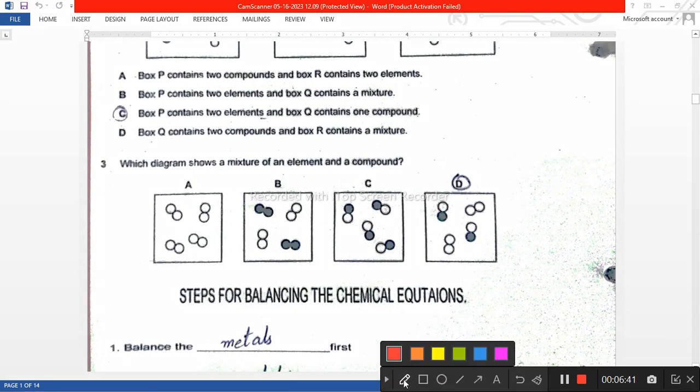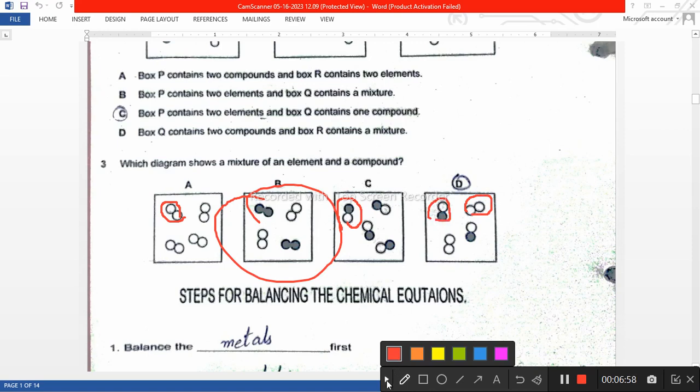Moving forward, which diagram shows a mixture of an element and a compound? So these are all the elements, no compound here. These are all the elements, no compound. All the compounds, no element. So here this one is element, compound. So here is a mixture of compound and an element.